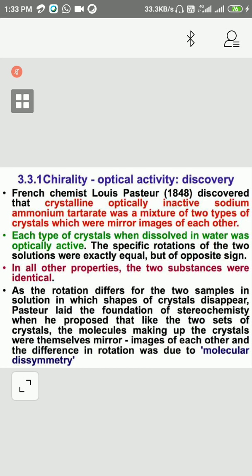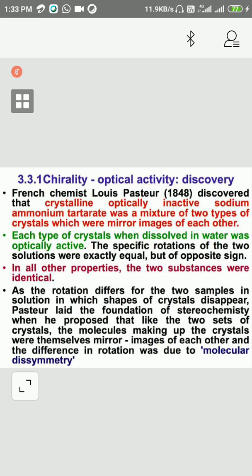Now we will see chirality and optical activity. So how was it discovered? It was first discovered by Pasteur in the 19th century. He saw that the crystalline, optically inactive sodium ammonium tartrate was a mixture of two types of crystals, which were mirror images of each other. Each type of crystal, when dissolved in water, was optically active. The specific rotations of the two solutions were exactly equal but of opposite sign. In all other properties, the two substances were identical.